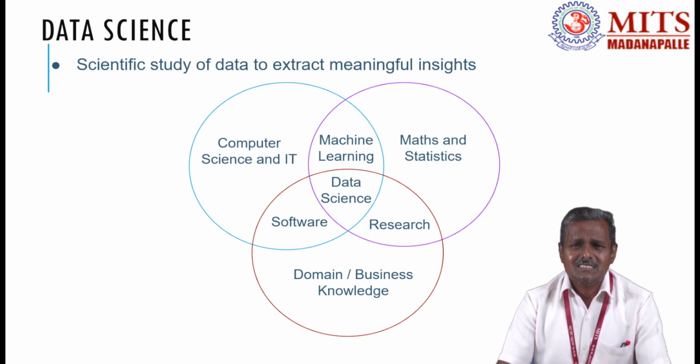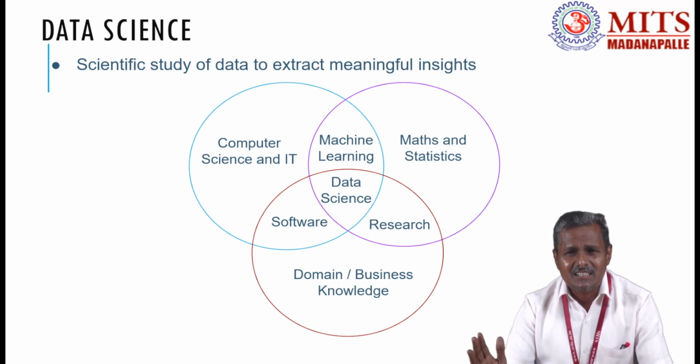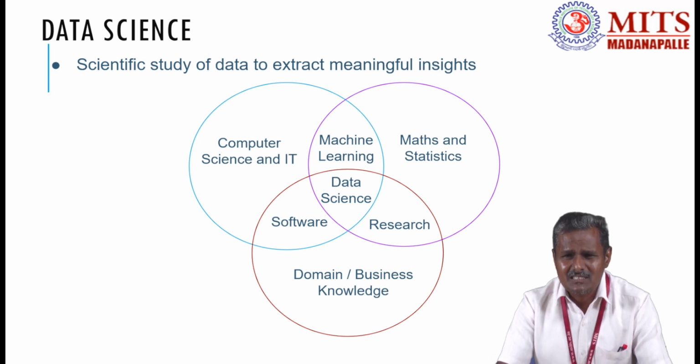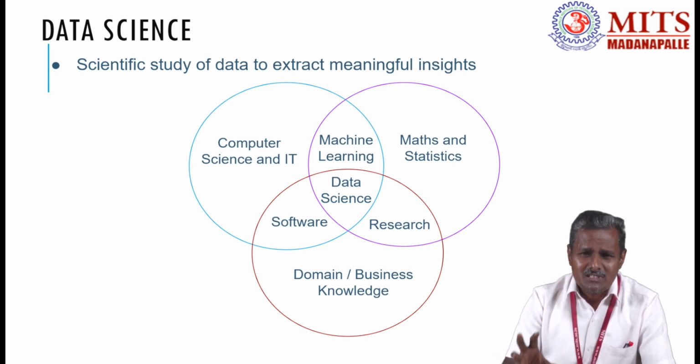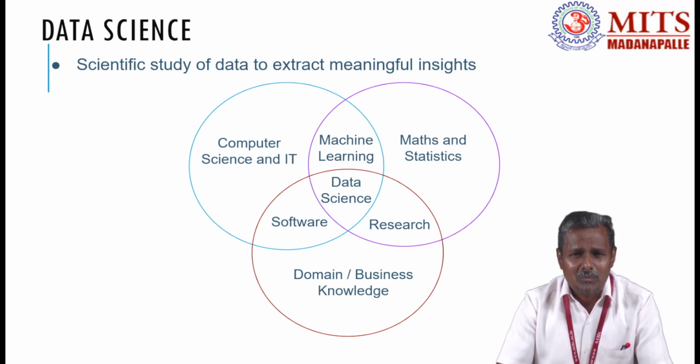Totally, data science is the combination of three domains: computer science and IT, mathematics and statistics, and business knowledge, that is, the business domain. It includes or combines these three domains, and we call it data science.